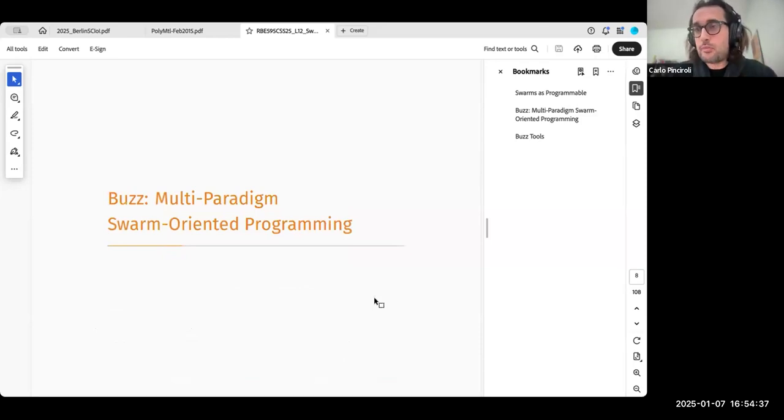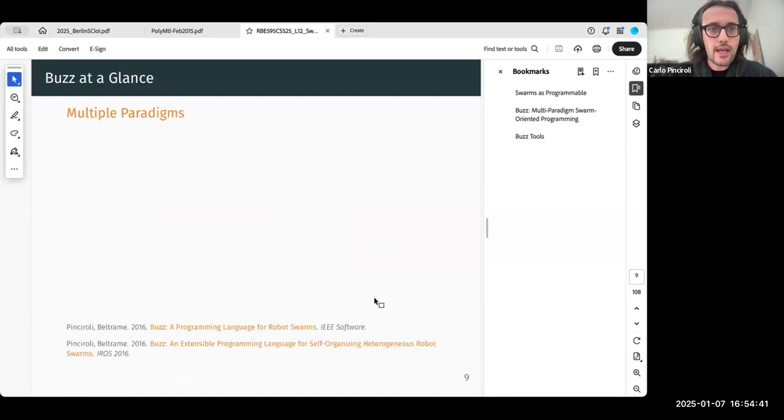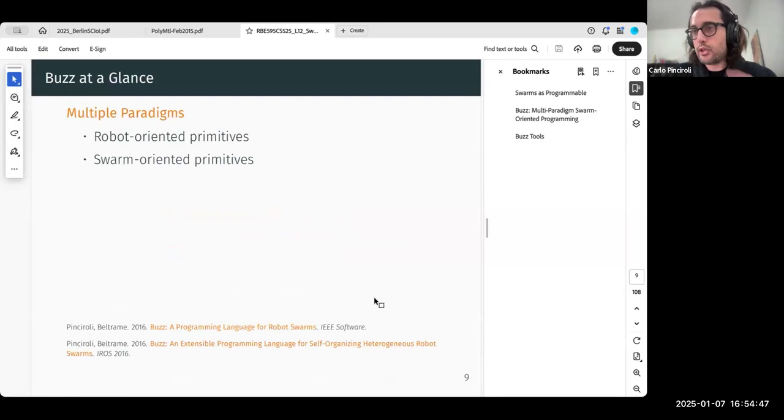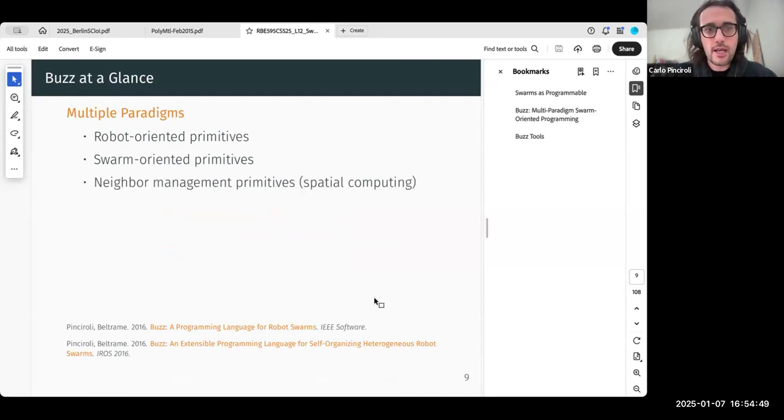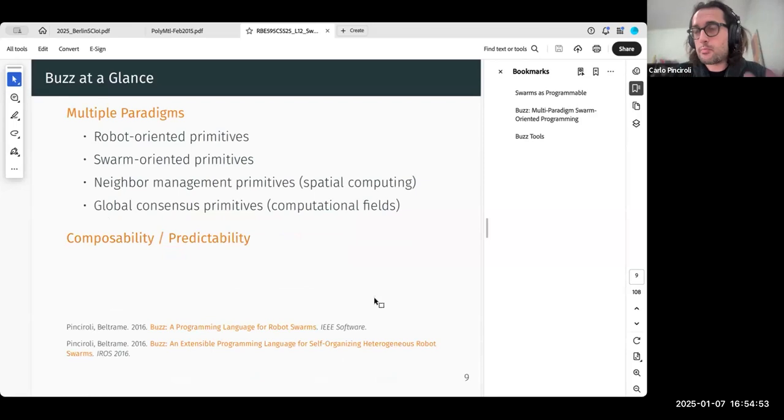So why did I invent Buzz? Because I wanted to generalize over all of these things. So I had paradigms that are robot-oriented, so basically like Python. I have swarm-oriented primitives, and I'm going to briefly go through them, just a couple of minutes. I have neighbor management primitives, and then I have global consensus primitives. It's a programming language, basically, that gives you some features that other programming languages don't give you.